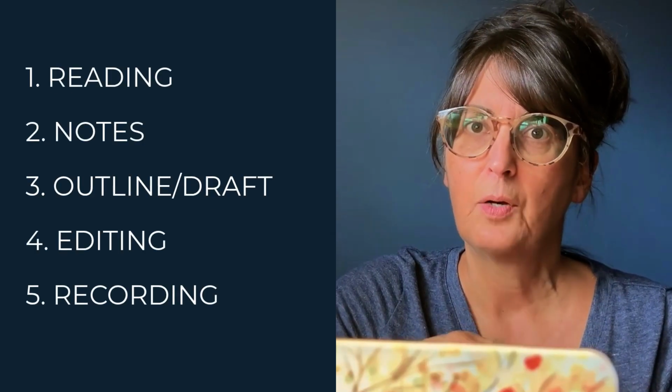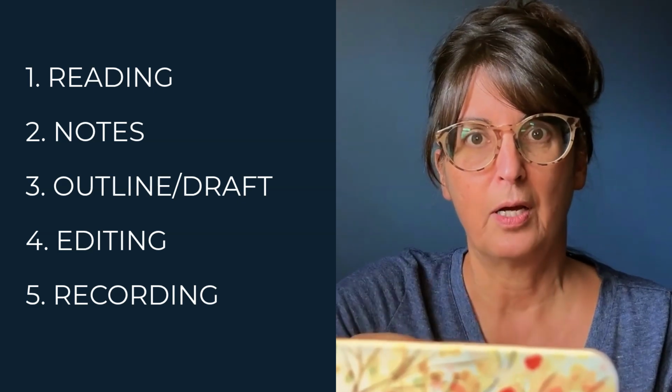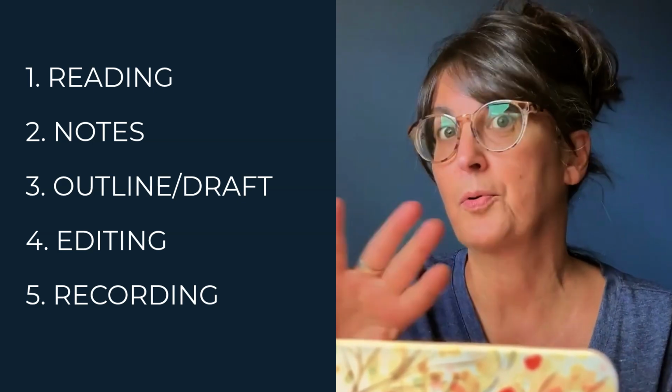I want to talk about my process to create ideas and topics for both my articles and my videos. It's 5 steps: reading, taking notes, creating an outline or a draft, running it through AI, and then recording it. And then there's a whole bunch of post production, but that's either here or there.